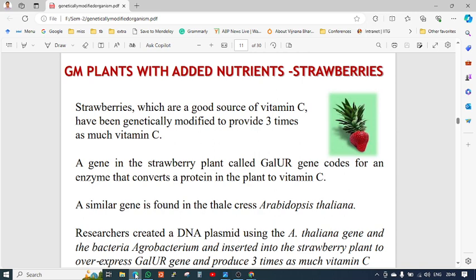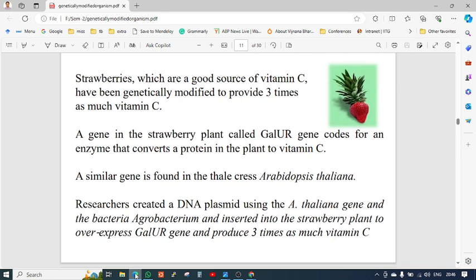Then plants with added nutrients, that is strawberries. Strawberries we can also modify through GMO. This is another example. Strawberries, which are a good source of vitamin C, have been genetically modified to provide three times as much vitamin C. Orange and lemon are also good sources of vitamin C, but in the case of strawberry, we modified the gene to increase the vitamin C.